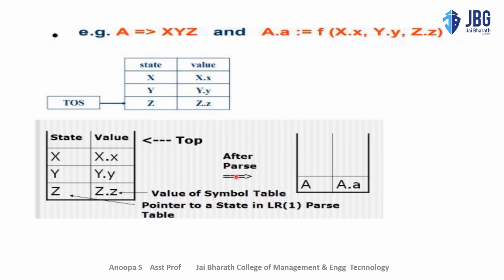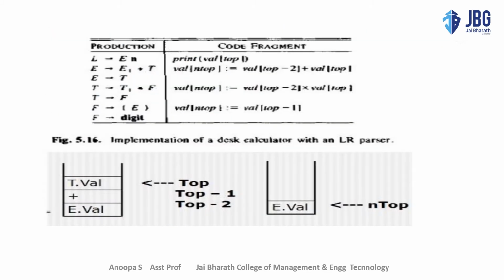Okay, during the parse, this XYZ will be popped out. Whenever we get a reduction, I will pop out this XYZ and replace it by A. That is why after the parse, I have capital A here and the corresponding lexical value here. So this is by using a stack. We will see an example. So this is an implementation of our desk calculator with an LR parser.